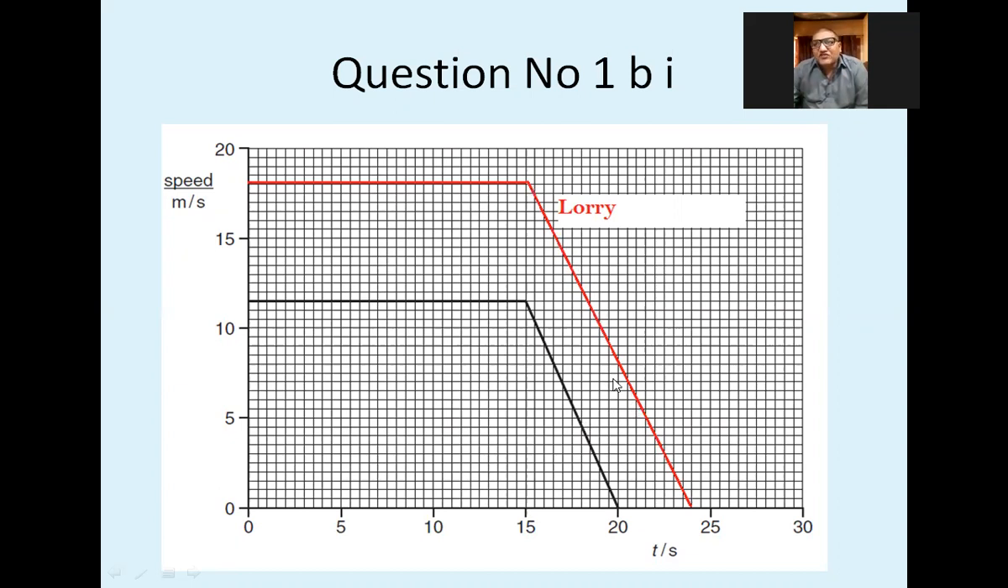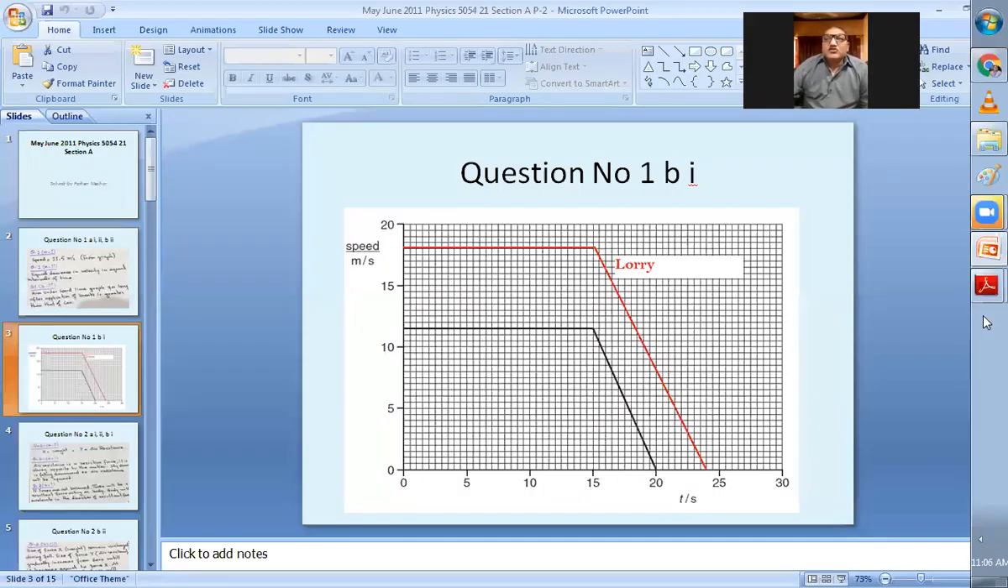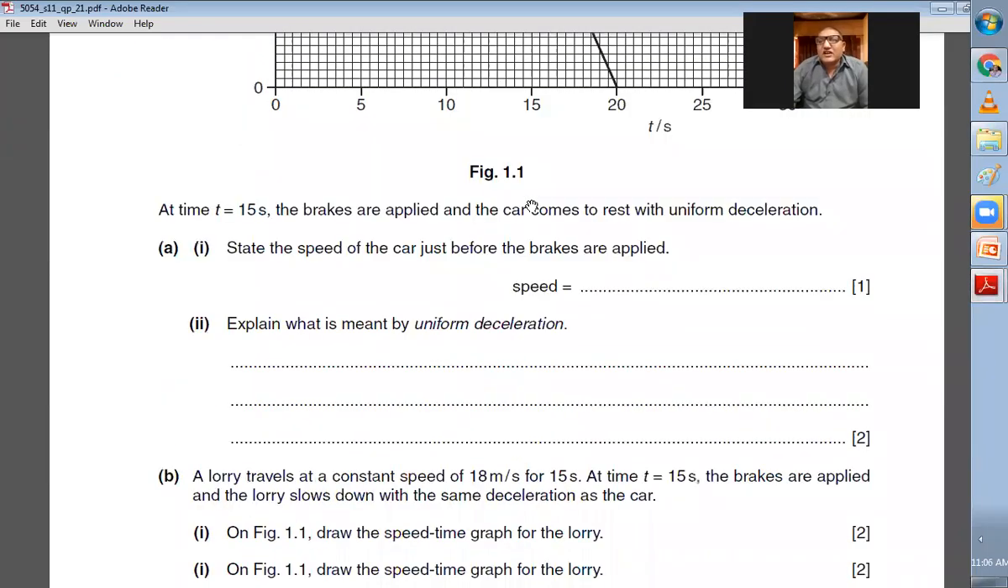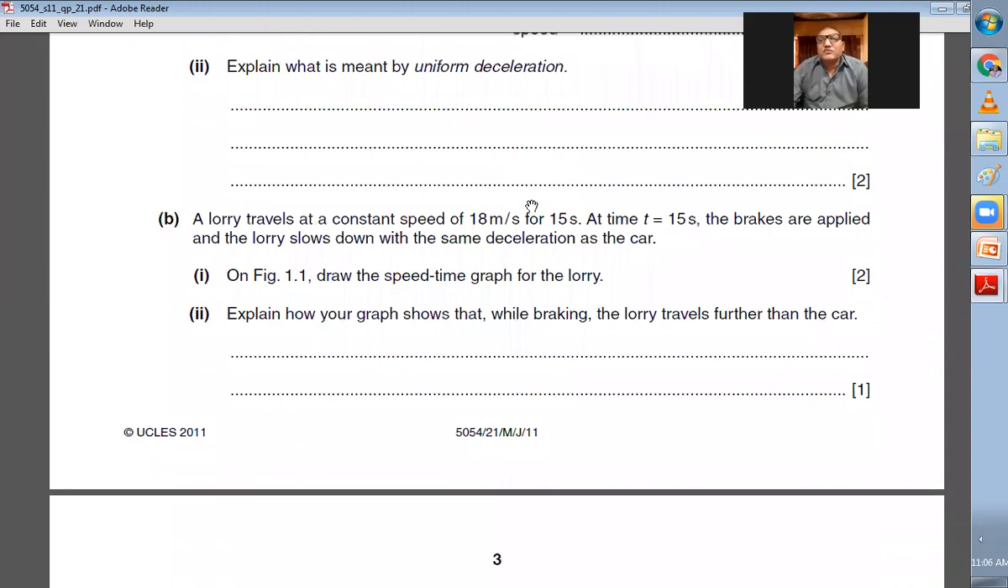So I have tried my best to draw a parallel line to this, and it will come here at almost, I think, 24 seconds. At 24 seconds, the lorry will stop actually. So these two lines are supposed to be parallel to each other because the deceleration of the lorry and the deceleration of the car were equal to each other. So hopefully you are able to understand this. And this was of 2 marks.